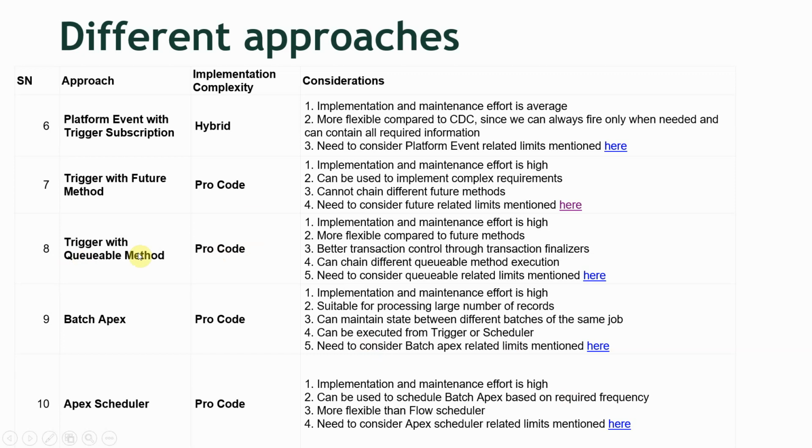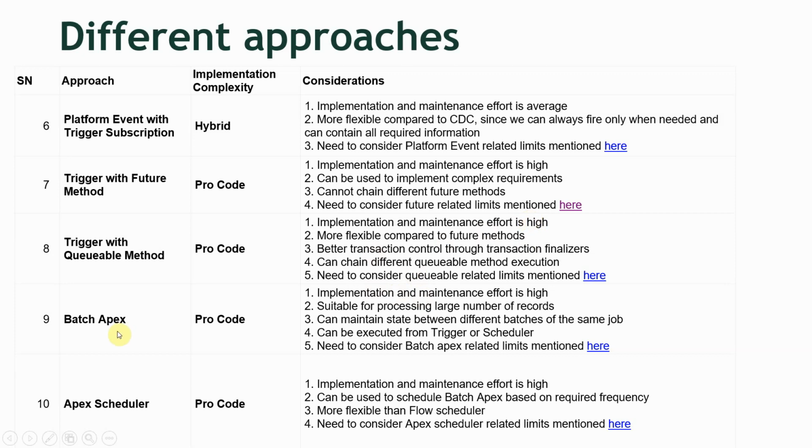So that is the eighth approach, which is almost similar to the future method, but there are so many additional advantages for the queueable method compared to future. Those details you can see here. You will be able to chain queueable operations. You can have more control on how this is getting executed through transaction finalizers.